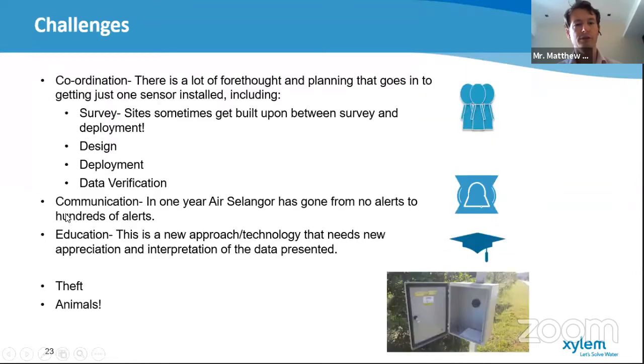Now, any project wouldn't be without its challenges. Malaysia does introduce some unique challenges, which I'll get onto down the bottom. But one of the key points that I've alluded to is the coordination required for this quantity of sensors and the quantity of data that's coming in. This leads to communication challenges that need to be overcome. As a utility, Selangor will have gone from no leak alerts to hundreds of alerts just because of the network that has been installed.